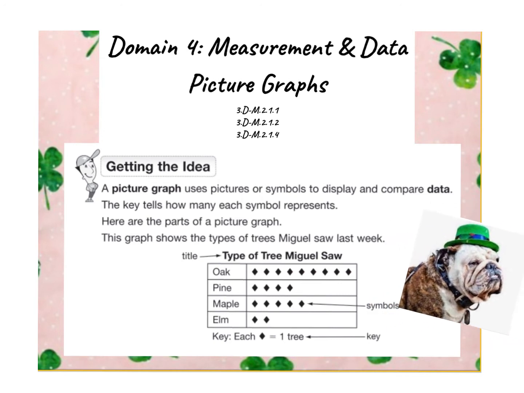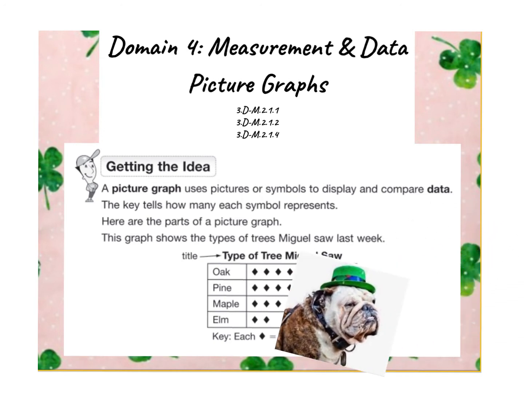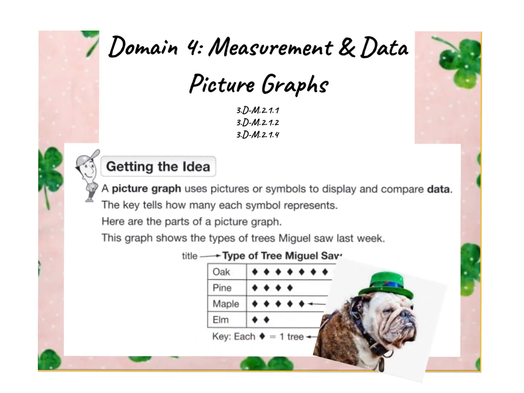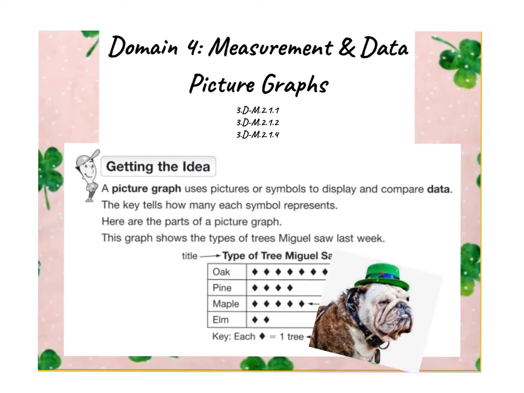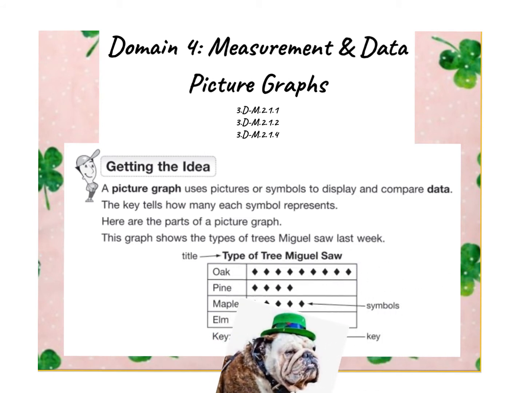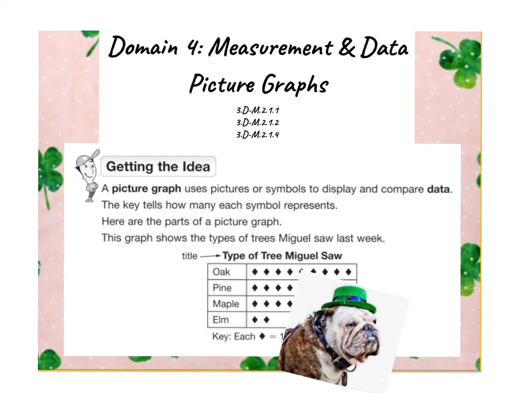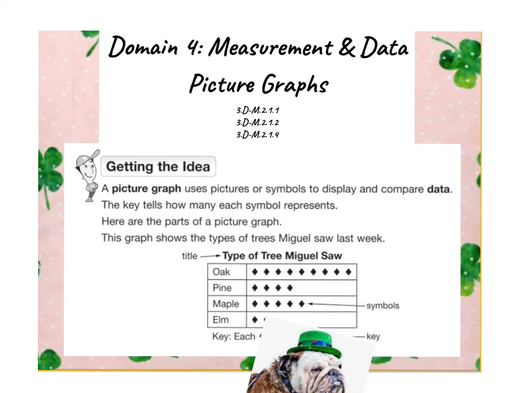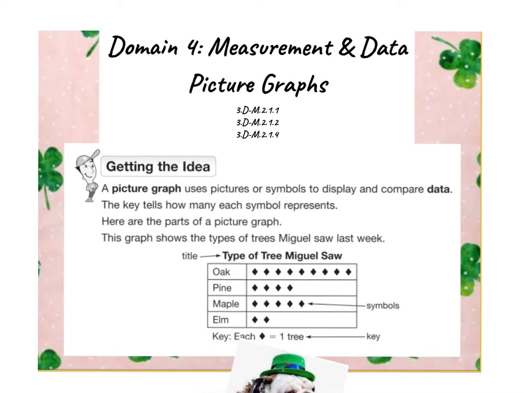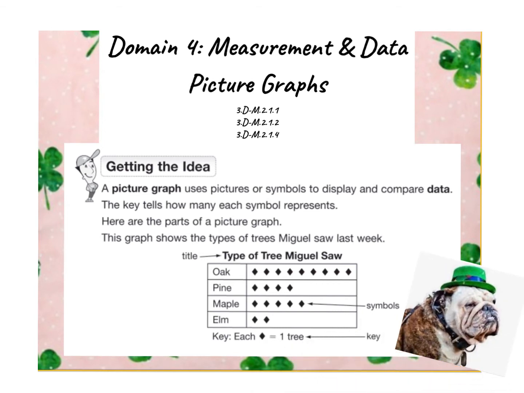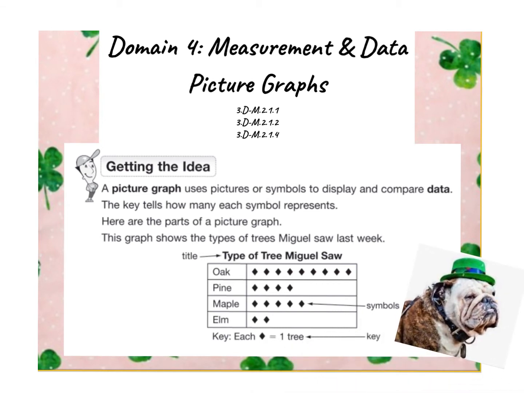This graph shows the types of trees Miguel saw last week. How do we know? From the title, type of tree Miguel saw. And we have 4 different categories: the oak, the pine, maple, and elm. And we also have a symbol. So we see lots of diamonds over here. The key right down here will tell us what each diamond represents. And we know that in this graph, each diamond represents 1 tree. So that's pretty easy. That's pretty common. So all we have to do is count up how many diamonds there are, and that's how many oak trees, pine trees, maple trees, and elm trees he saw.